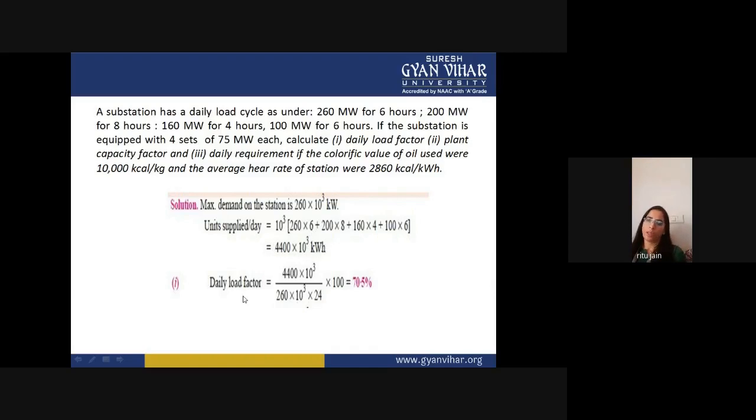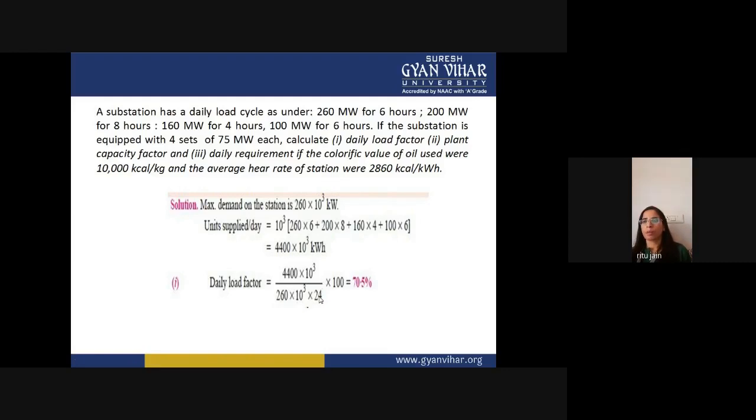And the daily load factor you can calculate by the formula: load factor is average load divided by maximum demand. The maximum demand is 260 megawatt, and the units or average load is 4,400 into 10 to the power 3. So the daily load factor is 70.5%.